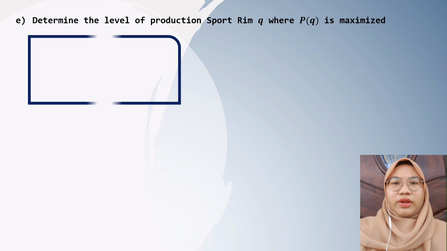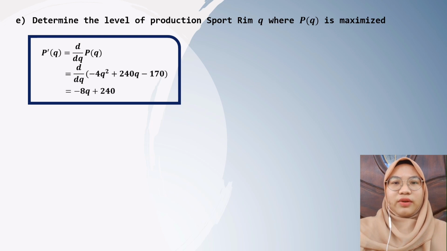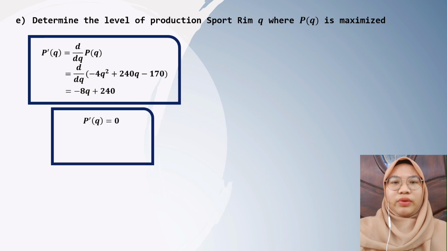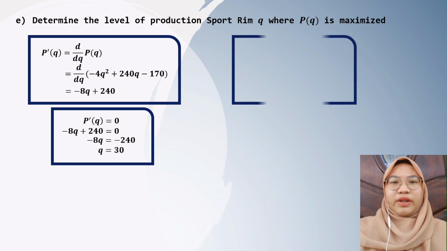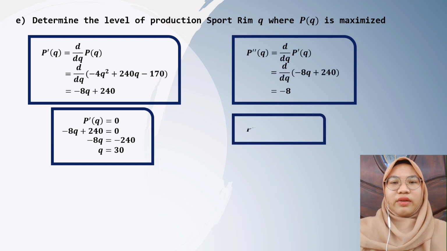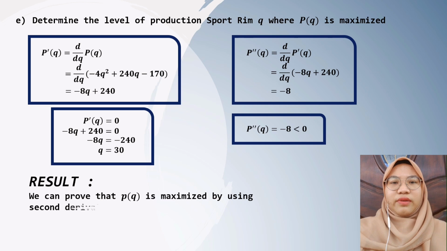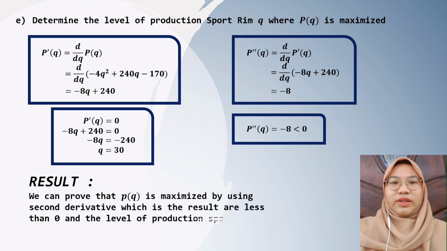First, we need to find the first derivative, which is differentiating the profit equation, equal to -8q + 240. When the first derivative equals 0, we get q = 30. After that, we find the second derivative and we get -8. The result is we can prove that the profit is maximized by using the second derivative, which is less than 0, and the level of production is 30, where the profit is maximum.